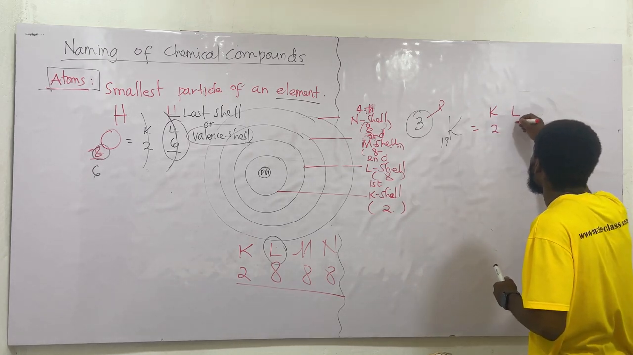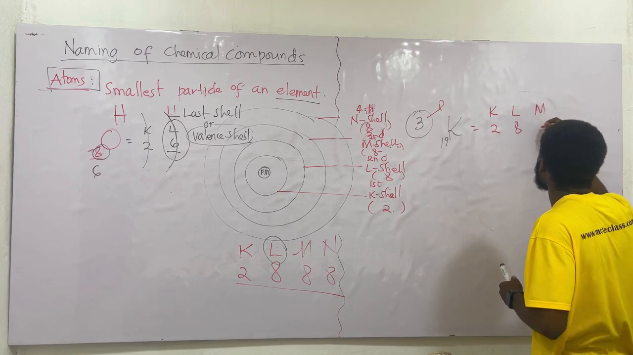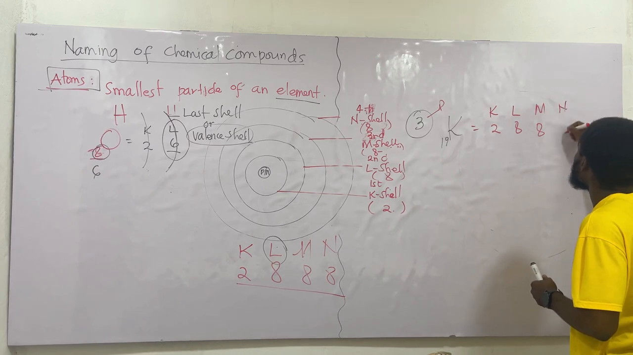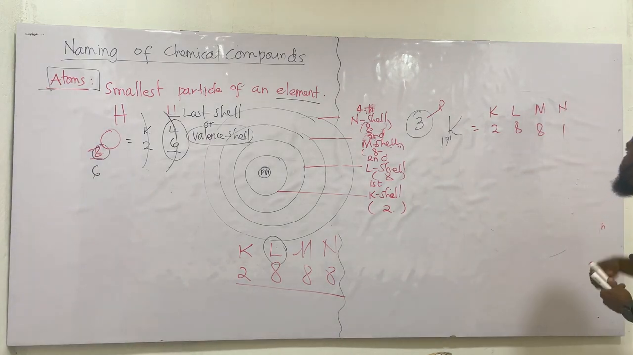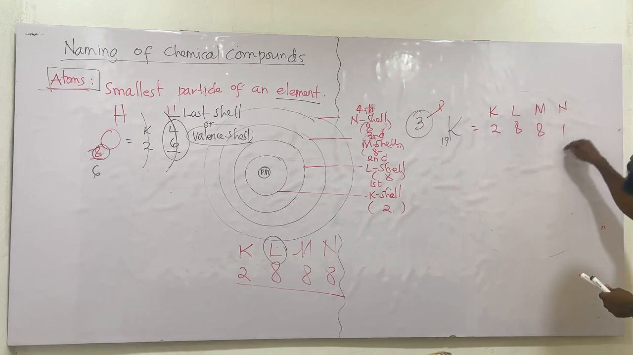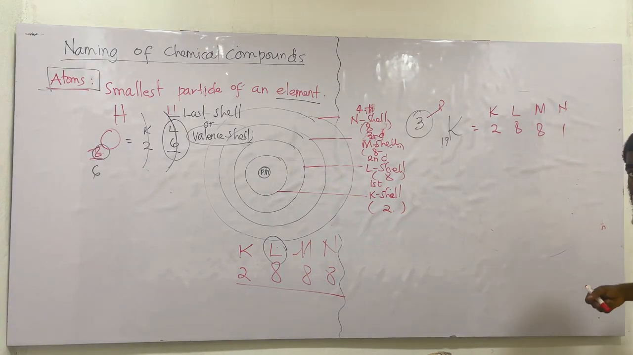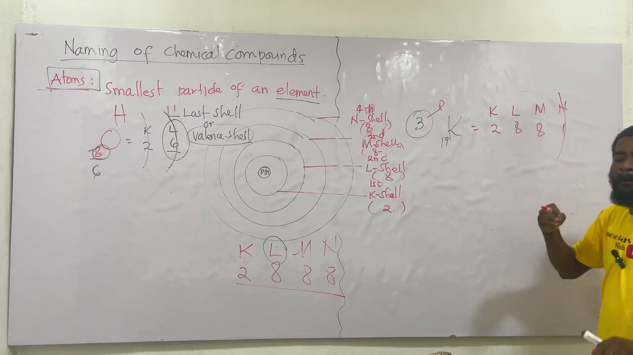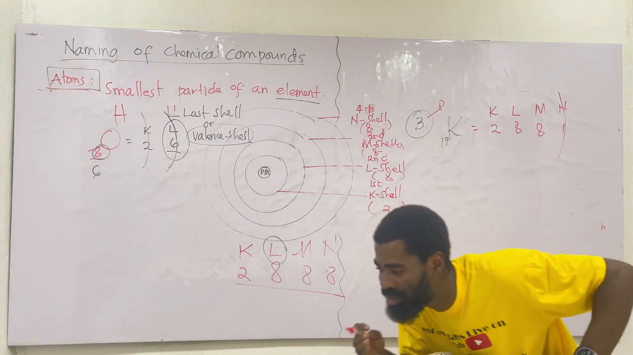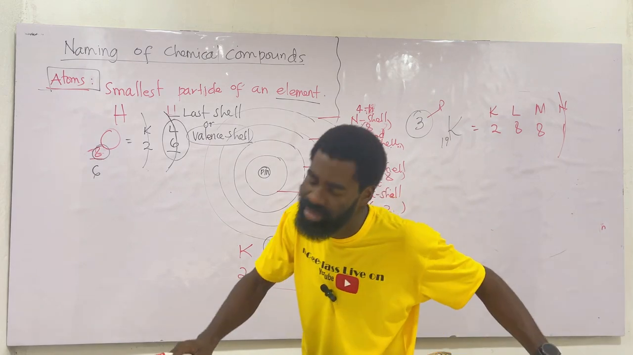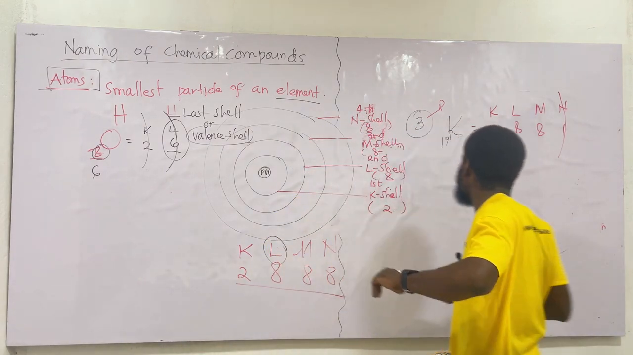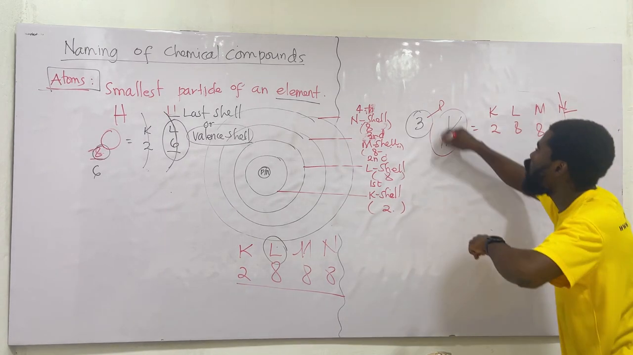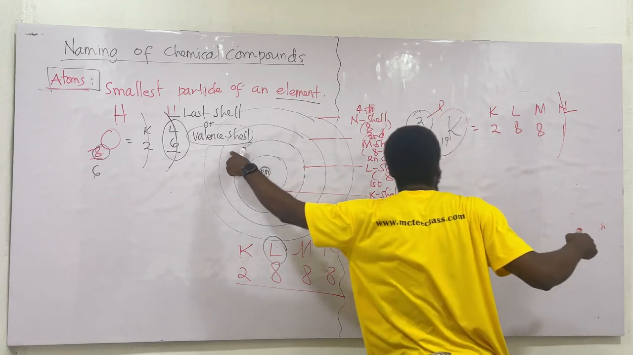The L shell will take 8, and the M shell will also take 8. That gives me 18. So the N shell will take 1. Remember, this shell is supposed to take 8, and it has taken 1. That means it's not fully filled. When I say fully filled, I mean the last shell has not gotten the maximum number of electrons it needs. So the N shell becomes potassium's valence shell.